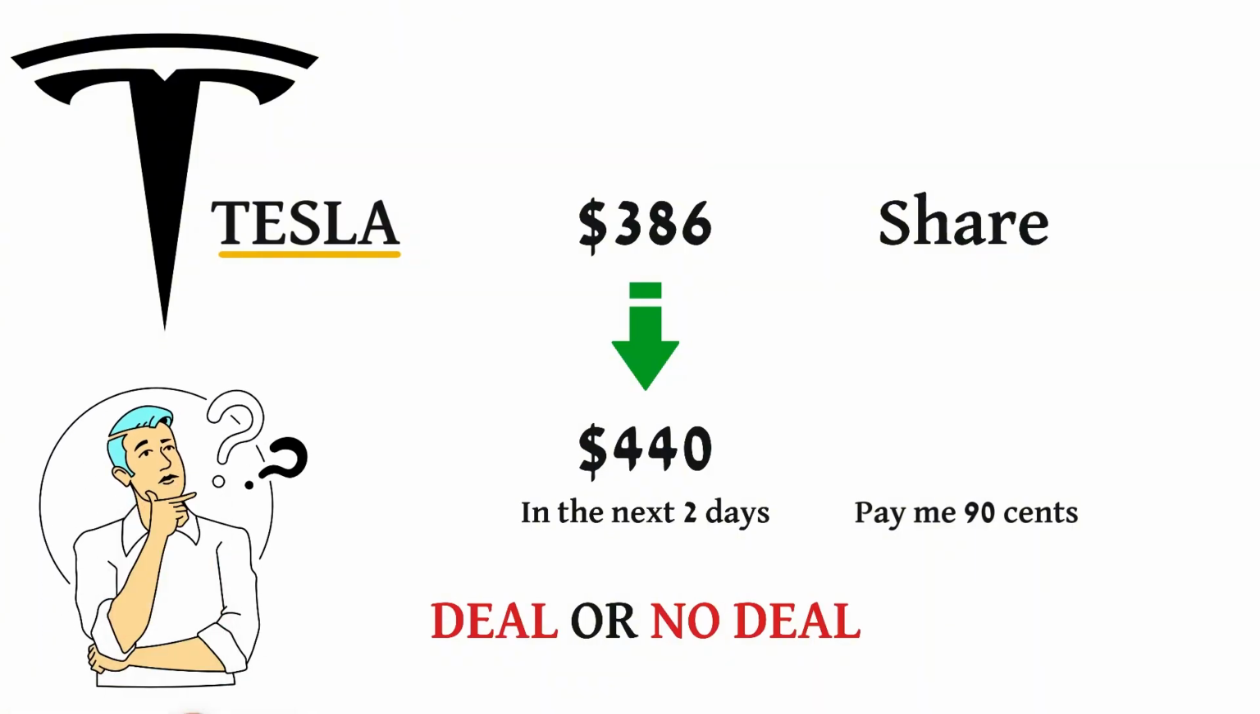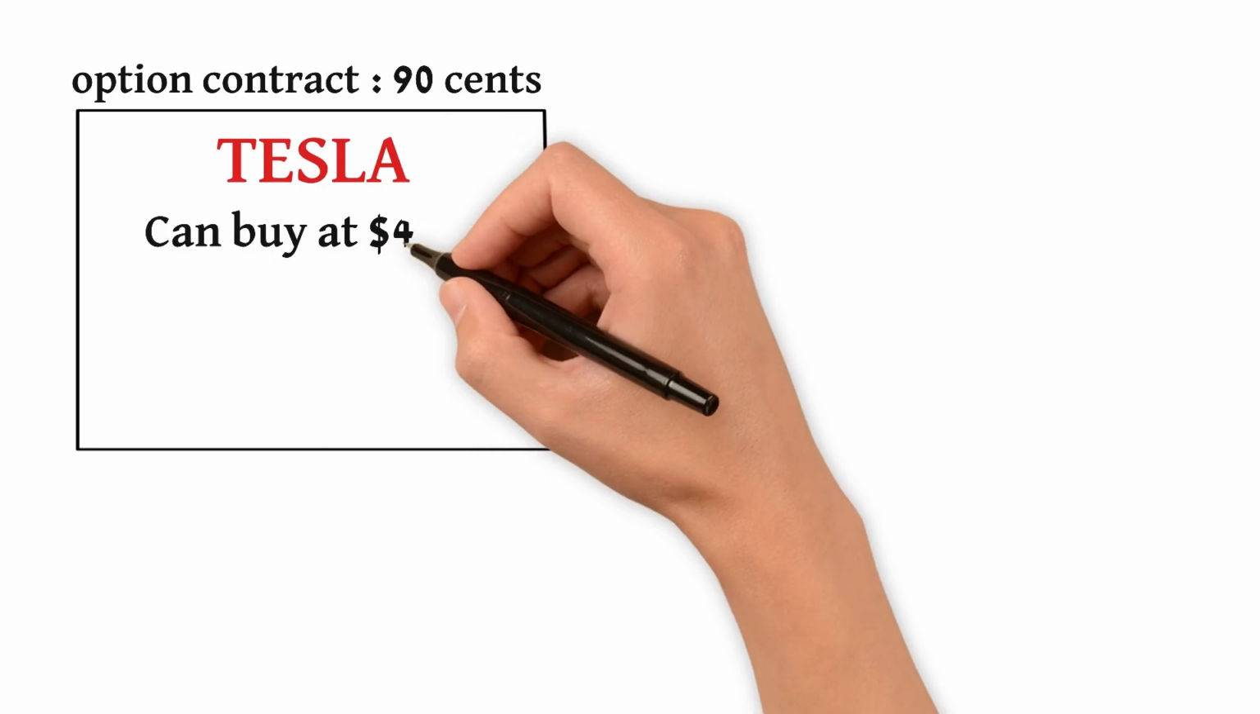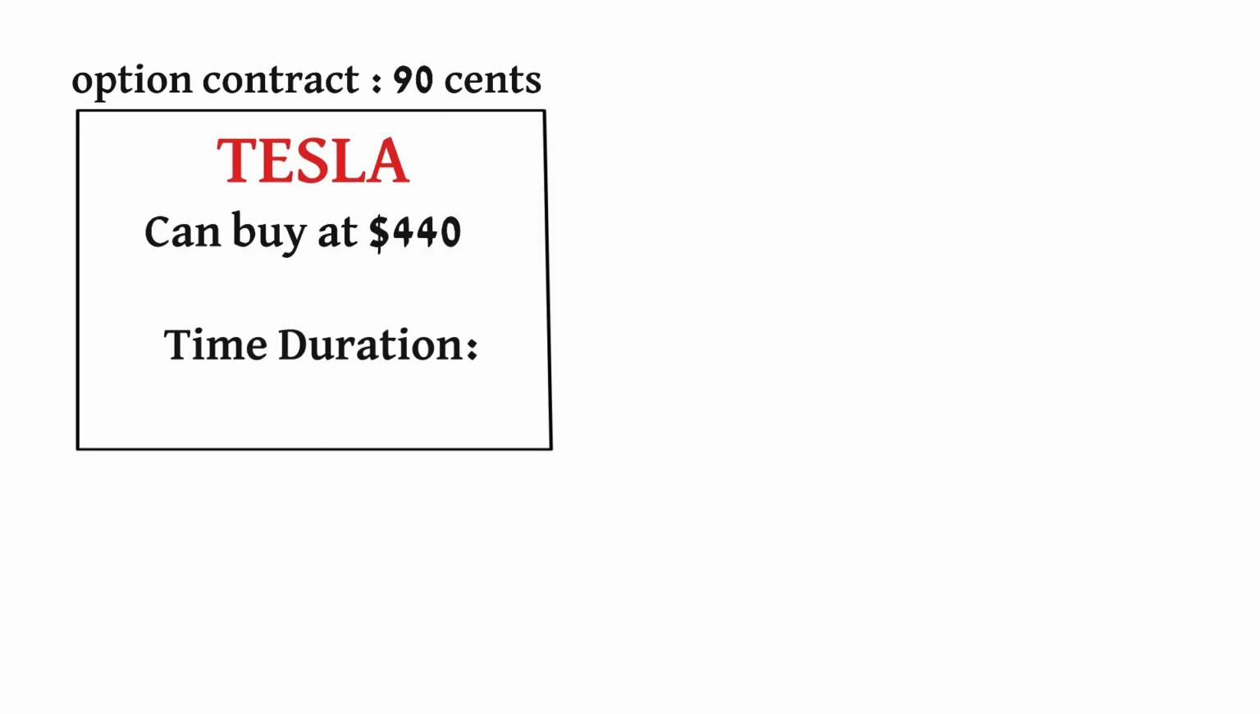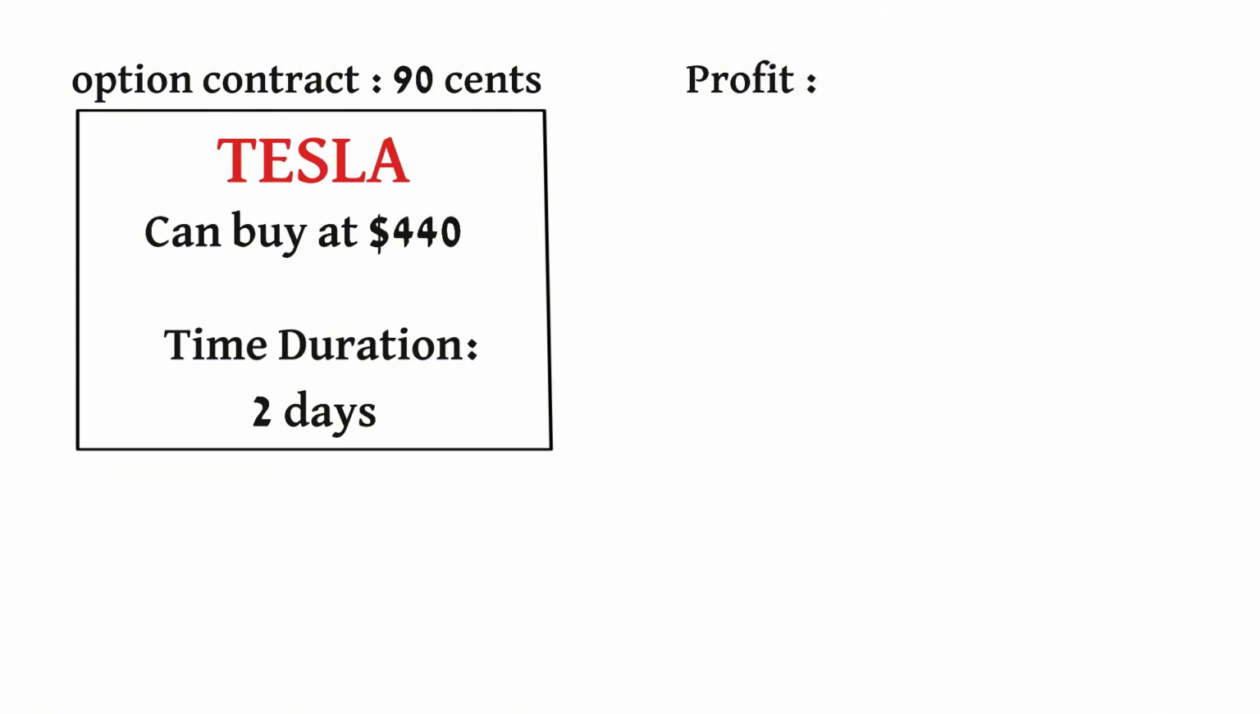And honestly, we don't know if the stocks are going up or down in the next 2 days. Let's just say you agreed to buy that contract for 90 cents. So now you have the option to buy Tesla at $440 within the next 2 days. So how do you profit from this?